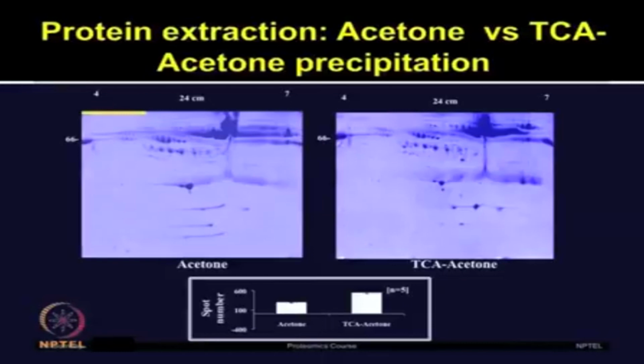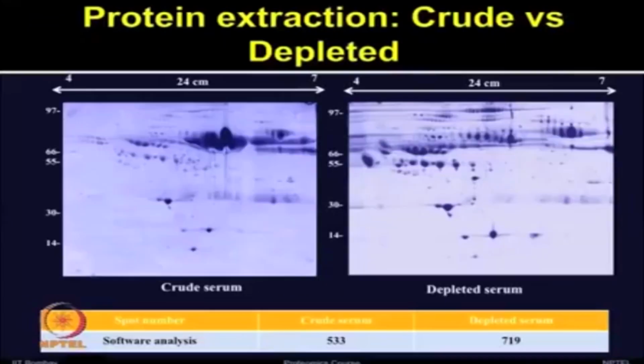We also compared the effect of acetone alone or TCA acetone precipitation. As you can see in this slide, the left one is showing the overall protein spots present in the acetone alone treatment, and the right side shows the TCA acetone precipitation. Overall, more spots were resolved on the TCA acetone precipitated gel. Since we standardized our conditions on the small gels earlier, we also tried to apply that on the large gel of 24 centimeters, because that is where we have to perform all our analysis.